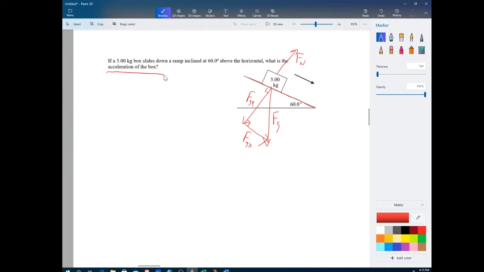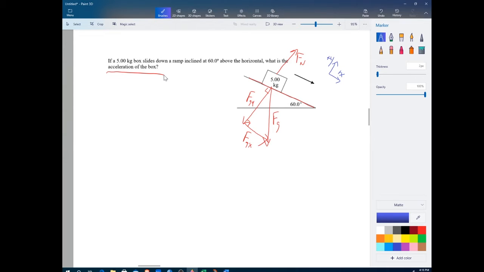And I personally like to put over here to the side somewhere: whatever direction the box is going to move, I like to make that my positive X direction. And then whatever direction is perpendicular to the surface of the ramp, I make that my positive Y.